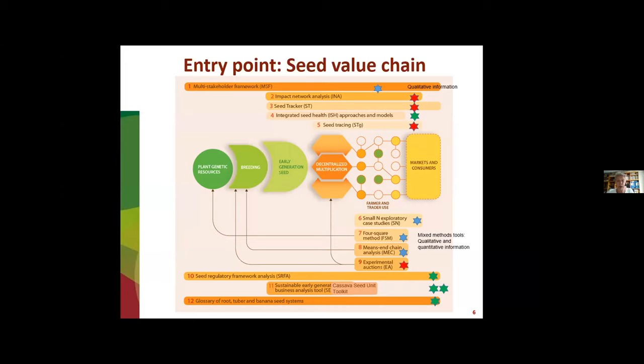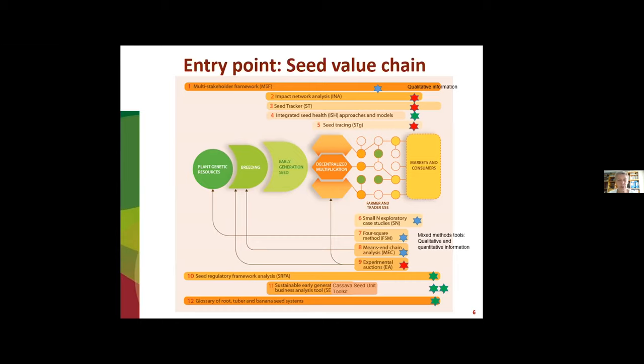Good. Back to the program. In the meantime, more stars have appeared. And what we're going to do today is present you with the tools indicated with the red stars. First of all, the red star with the number 9, which is the experimental auction. That's the last tool that we will present today. Like number 6, 7, and 8, it looks into what farmers like to choose, what they like to pay for, and how much they like to pay in terms of varieties and seeds. And coming back to the quantitative-qualitative issue, experimental auctions is principally a quantitative tool. It works with numbers, but there is space to modify it and make it somewhat more qualitative.